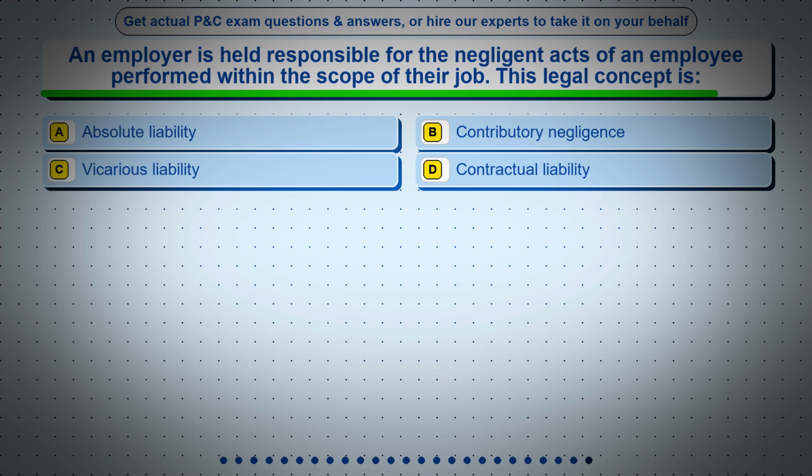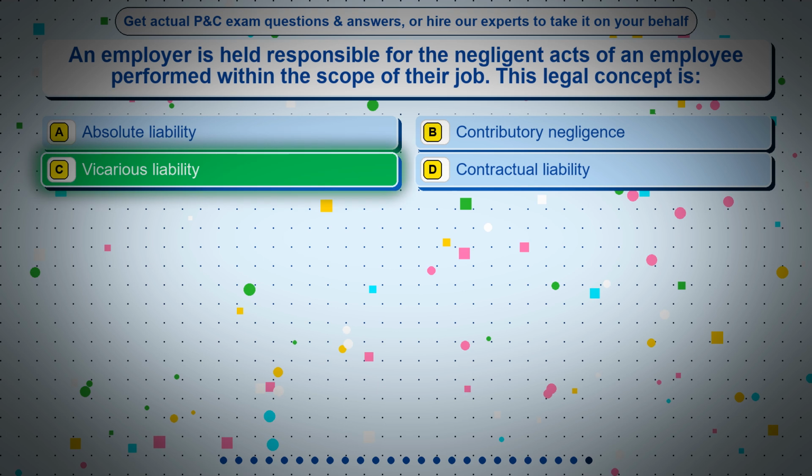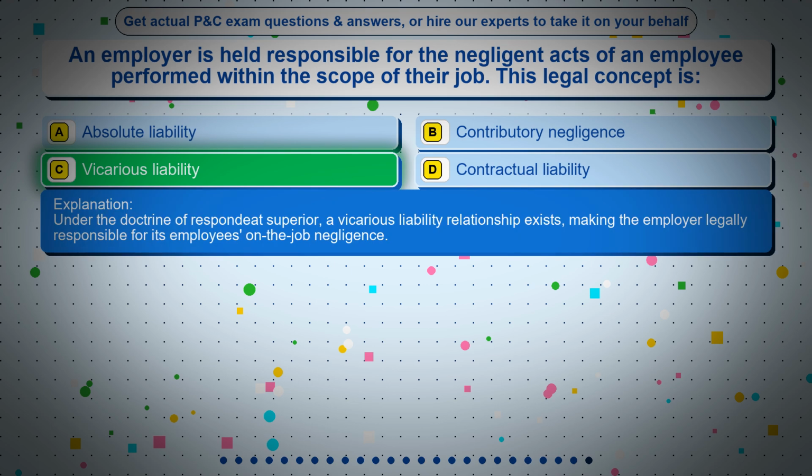Question 24. An employer is held responsible for the negligent acts of an employee performed within the scope of their job. This legal concept is: Option A. Absolute liability. Option B. Contributory negligence. Option C. Vicarious liability. Option D. Contractual liability. The correct answer is option C. Vicarious liability. Under the doctrine of respondeat superior, a vicarious liability relationship exists, making the employer legally responsible for its employees' on-the-job negligence.